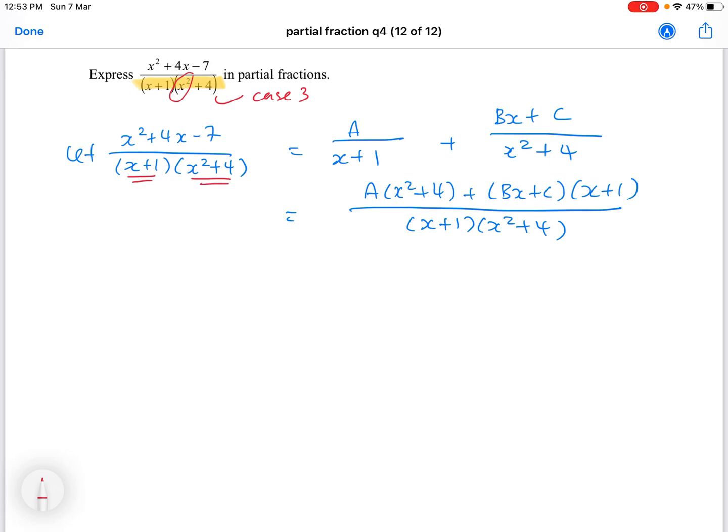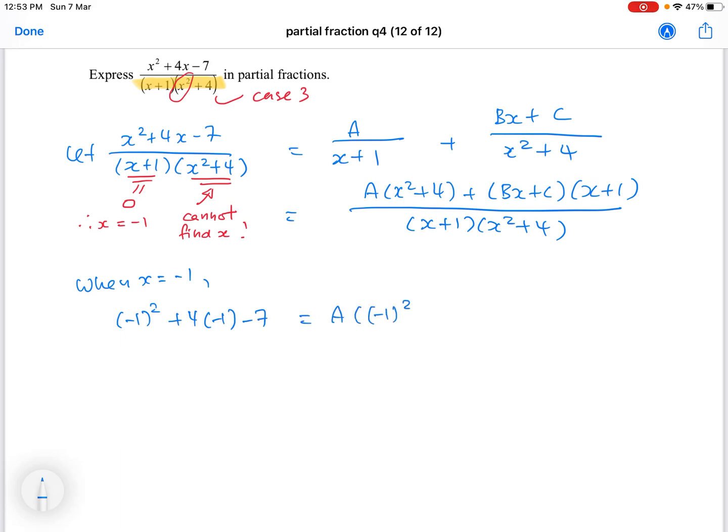Like what we have done for the previous examples on partial fractions, we need to find the value of x. There is only one value of x here, x equals minus 1. The other one cannot be found, because it has a square and we cannot square root a negative number. So we have only one value, and we are ready to substitute it into the expression. So we will have minus 1 squared plus 4, and minus 1 minus 7. Okay, so we put it in, with minus 1 for the x in the other terms.